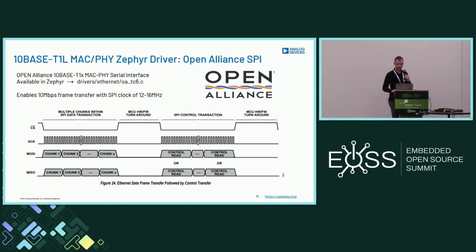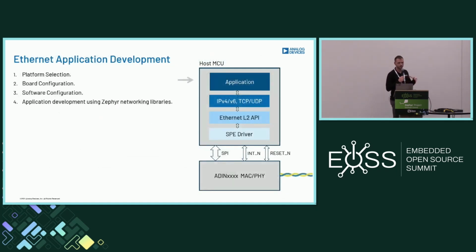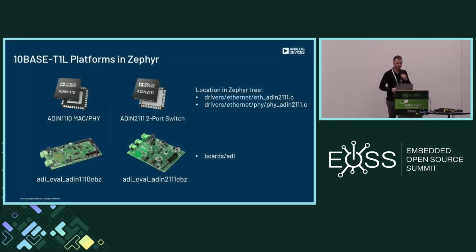Okay, so now let's look at Ethernet application development within Zephyr for 10BASE-T1L. There are four key things that one must do: platform selection, board config or hardware config, software configuration, and then finally moving to application development. So first up is platform selection.